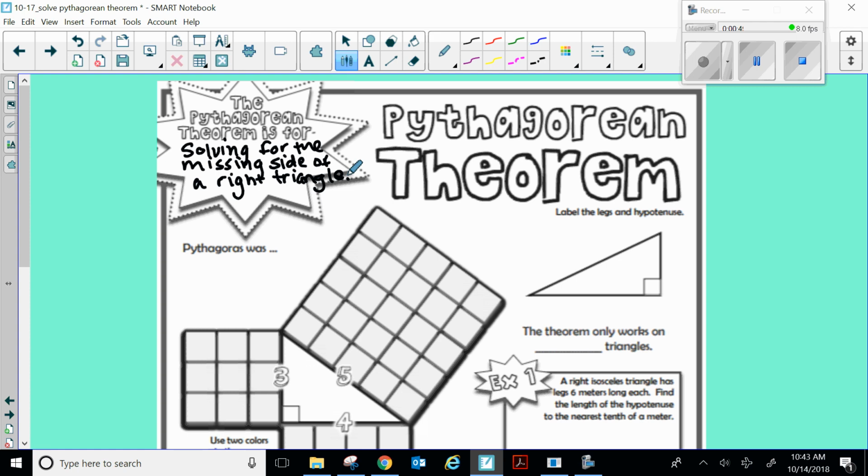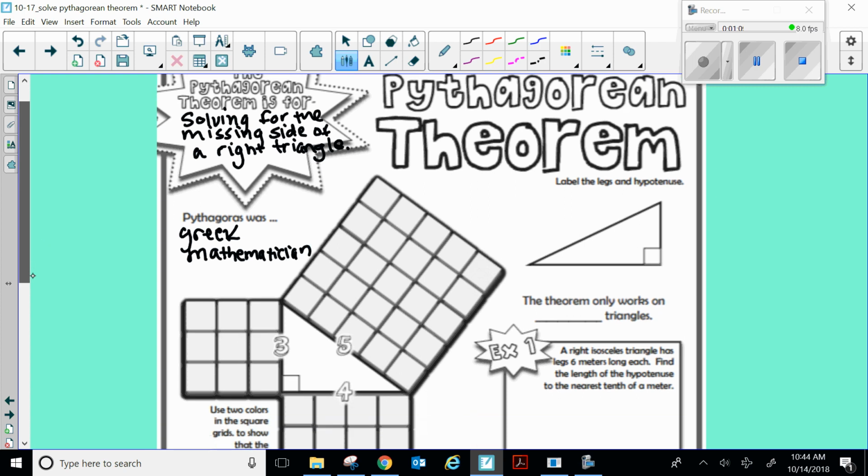So Pythagorean theorem was discovered by Pythagoras. Pythagoras was a Greek mathematician, and he's not necessarily the only one that discovered this. But he is the one who received credit for discovering this.